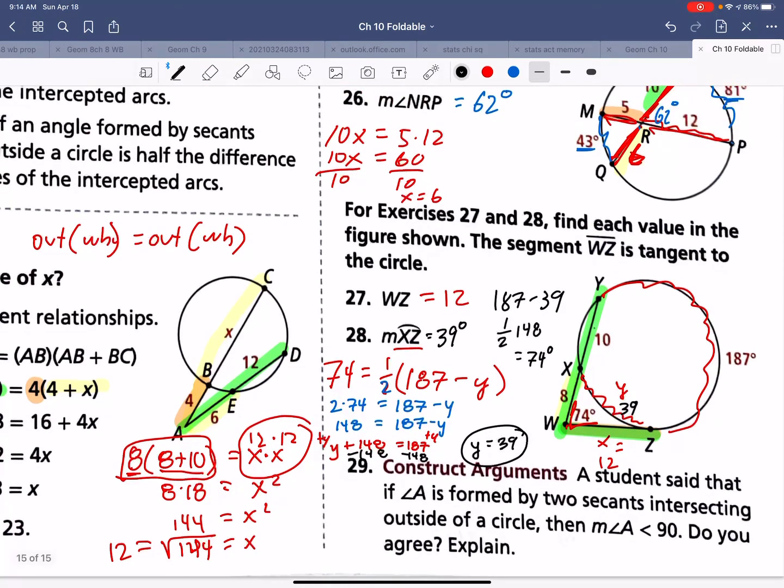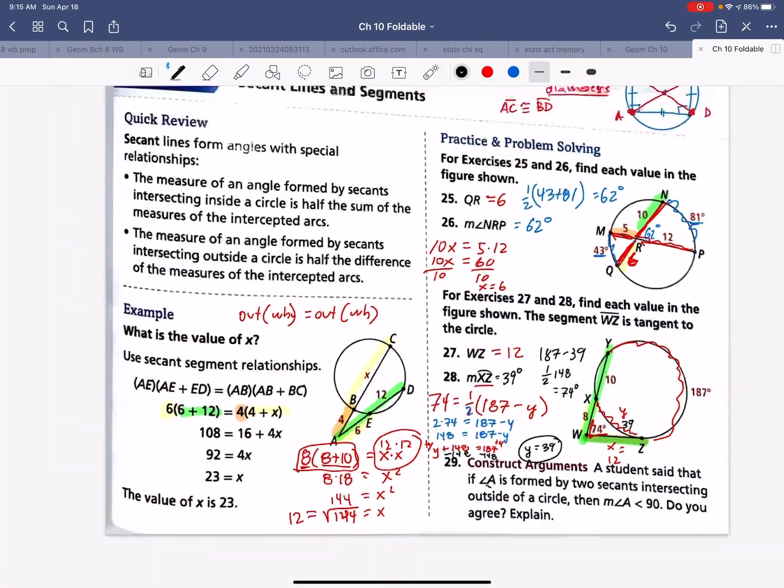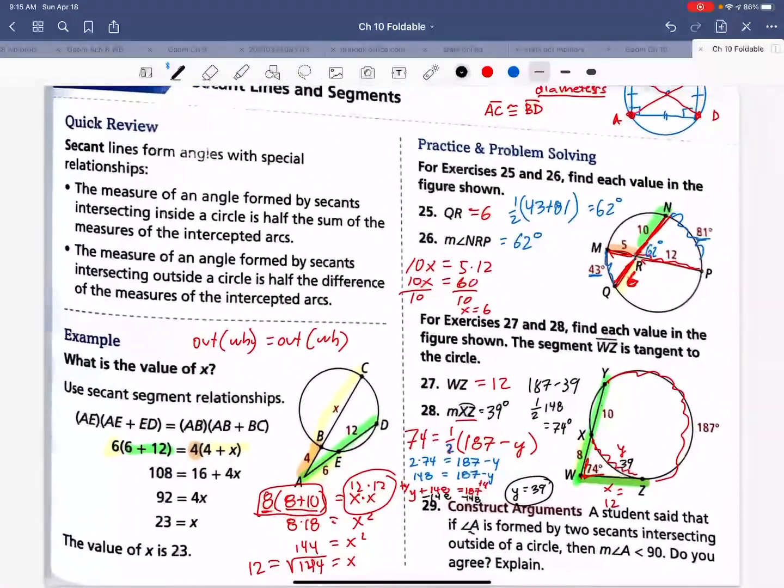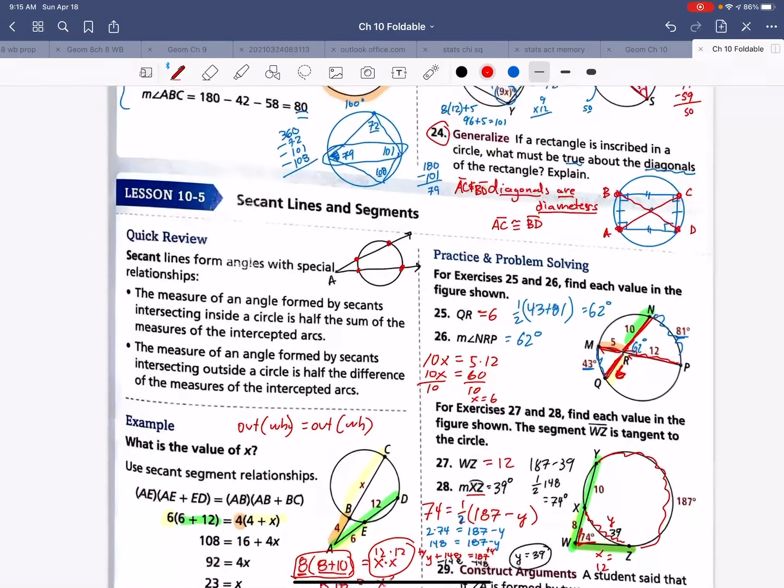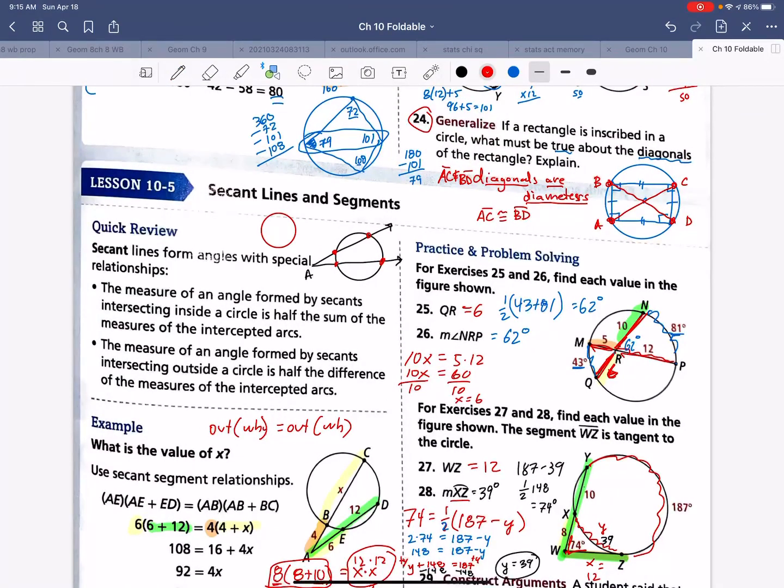Last question. A student said that if angle A is formed by 2 secants, so where do I have a little bit of room here to write this? If angle A is formed by 2 secants and it's intersecting outside of a circle, then angle A has to be less than 90. Do you agree? Okay, so they're saying this is called angle A. This is a secant because it's got to go in and out twice. So each of those are secants. It has to be less than 90. And we notice by drawing this, I think we would have to agree.